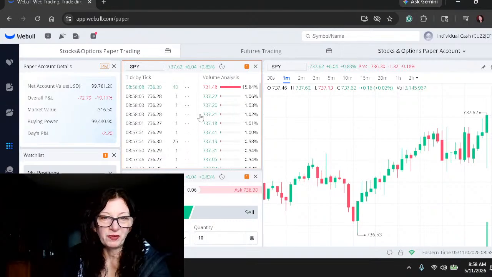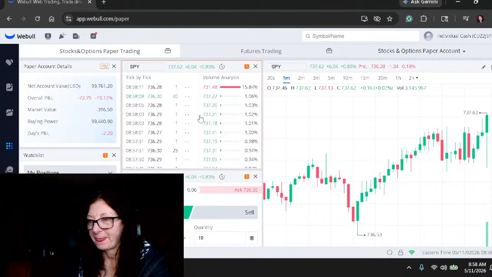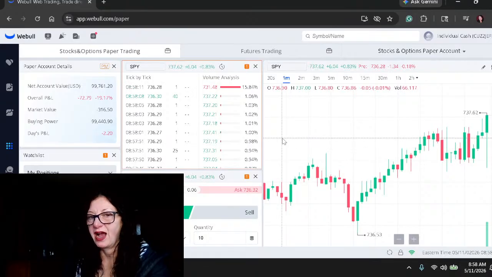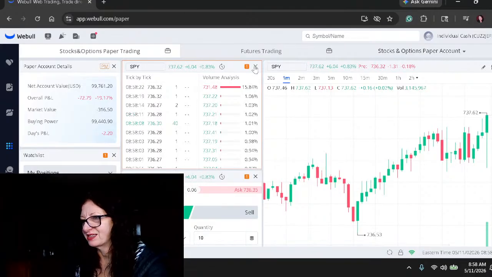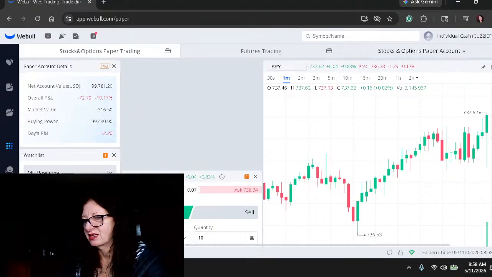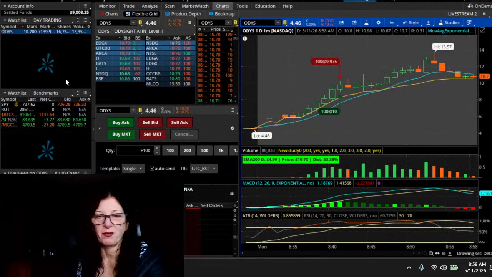And I think on Webull you have to pay for level 2, right? Which I find really difficult to trade without. Like this whole tick by tick thing and volume analysis, I don't even know what this is. I'm confused. So yeah, I have to play around with it more.